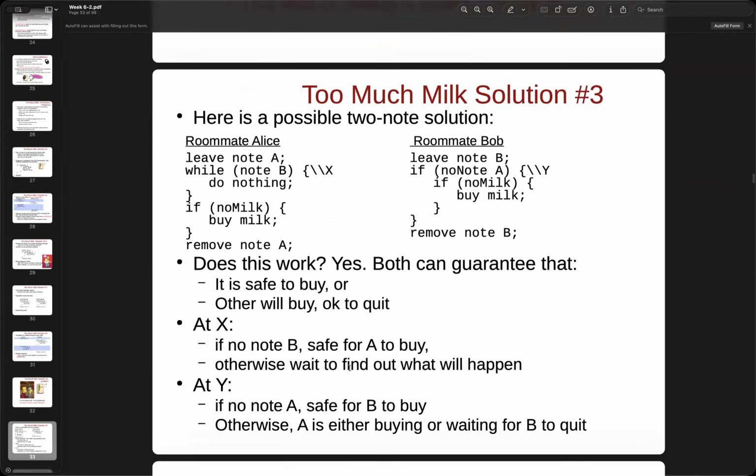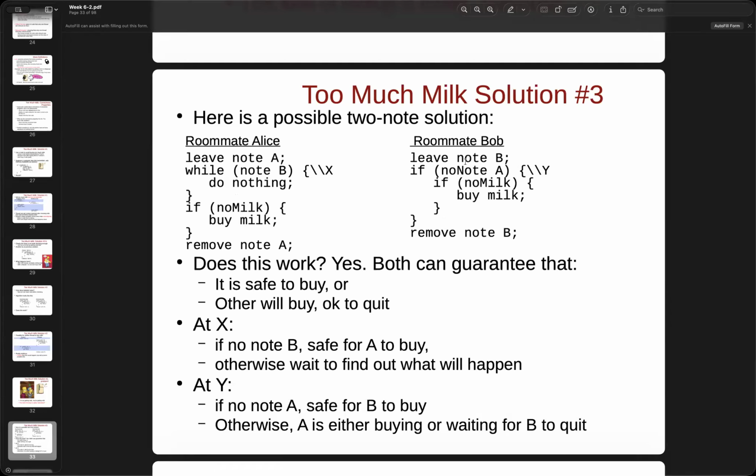Can we have a possible two-note solution? First I leave a note, and then I keep checking: does note B exist or not? If another process already has a note, we just keep waiting in the loop and do not do anything. Unless the note B is removed, set to false, then we can go check: do we have milk? Yes or no. If no milk, we're going to buy the milk. And after we finish the task, we remove the note.